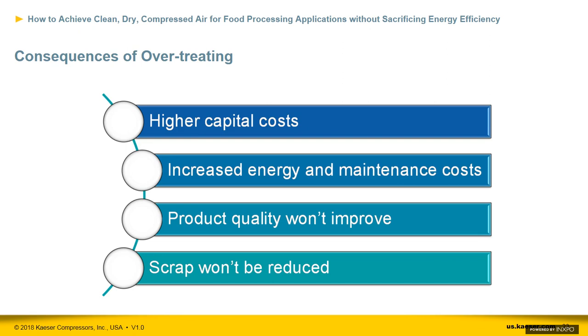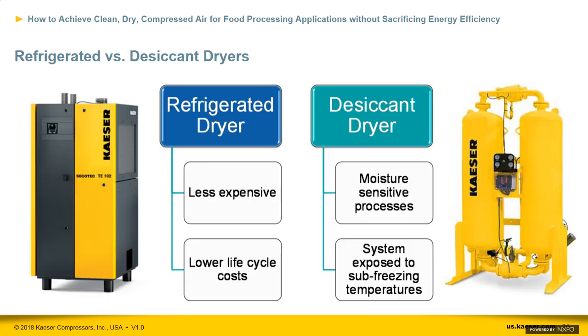Much like the consequences of our other misconceptions, by over-treating your air, you will have higher capital cost and spend more on energy and maintenance. Just one example. 4 of the same kind of particulate filter in series are not doing a better job than one that is properly selected and maintained. And this also won't do anything to improve your product quality or reduce your scrap rate when compared to using the right selection of equipment for your application and monitoring key factors of air quality.